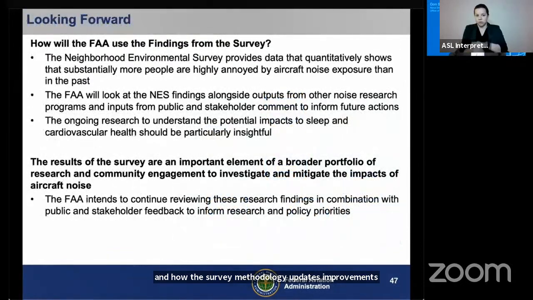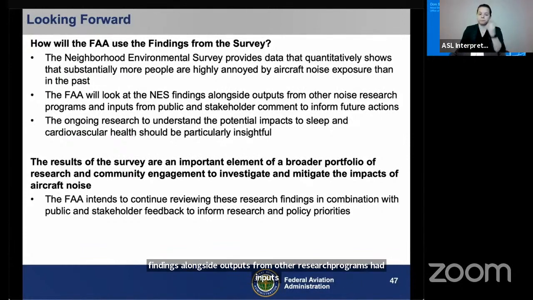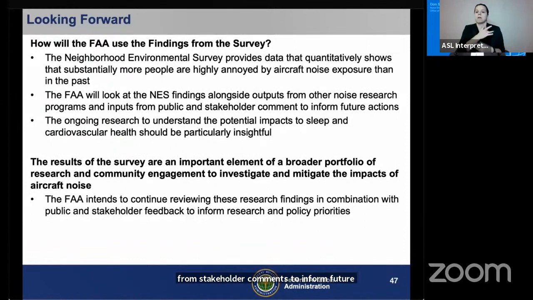So looking forward, how will FAA use the findings of the survey? The Neighborhood Environmental Survey provides data that quantitatively shows that substantially more people are highly annoyed by aircraft noise exposure than in the past. We will look at the NES findings alongside outputs from other noise research programs and inputs from public and stakeholder comment to inform future actions. Our ongoing research to understand the potential impacts to sleep and cardiovascular health should be particularly insightful.